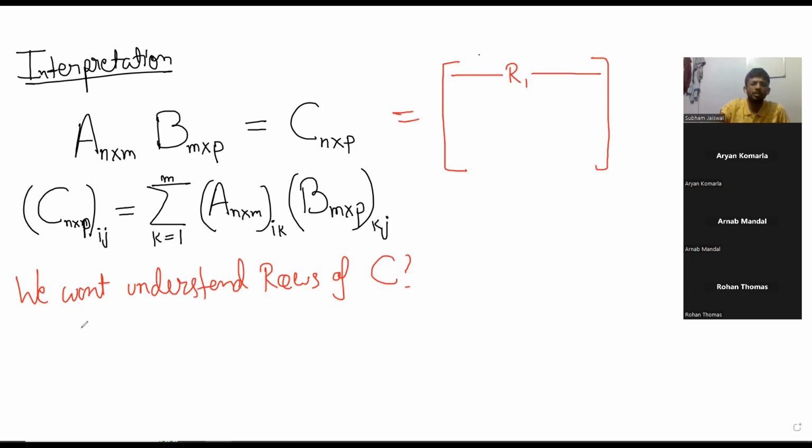The first element, that is the elements A11, A21, are multiplied with the elements from B, and that's what makes up your first row.